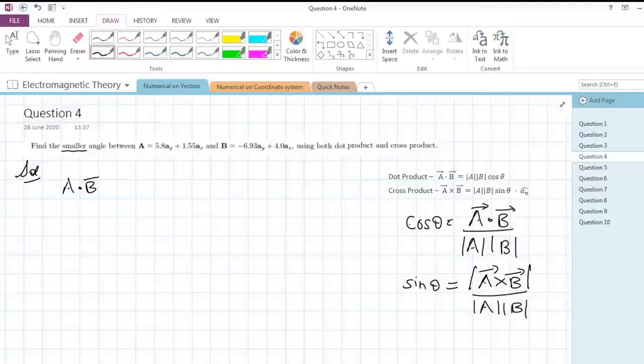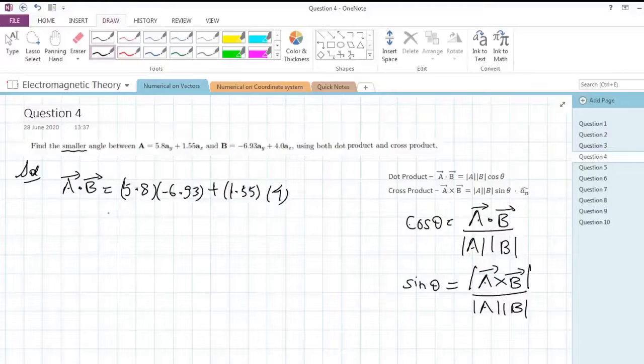In finding the dot product of A and B, let us do this. 5.8 multiplied by minus 6.93, then we'll write plus 1.55 multiplied by 4, and the answer will be, I'm writing directly, you can verify the calculation, 33.99.